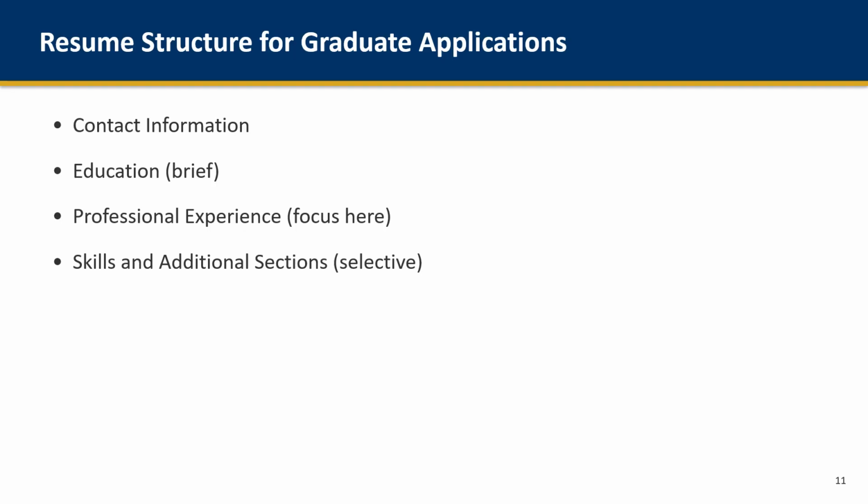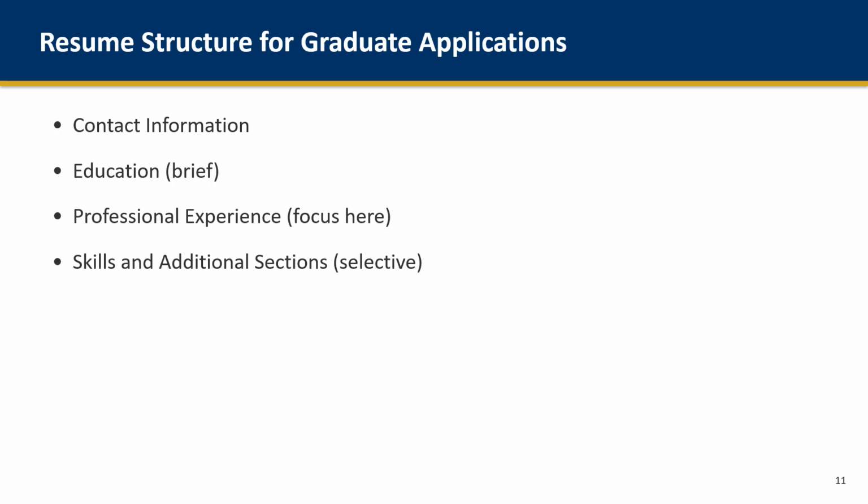Resume structure differs from CV structure, particularly in emphasis. Contact information appears at the top, just as in a CV. Include name, phone, email, and LinkedIn profile, if professional and current. Education is included but briefer than in a CV. For professionals with significant work experience, education may be a single brief section rather than a detailed listing. Recent graduates can expand this section somewhat.